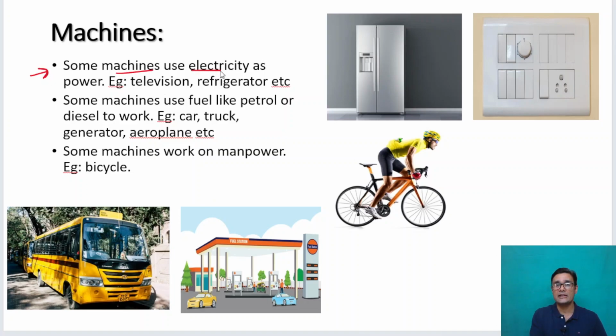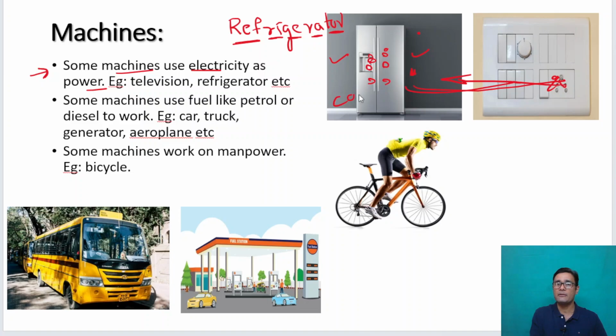Some machines use electricity as power. Now this is called a refrigerator or fridge. We call it fridge or refrigerator. Refrigerator. It's a fridge. You can keep all your food items in this, and you can switch on. You can connect the power to the power cord. This requires electricity. So once you connect it, then it will be running.